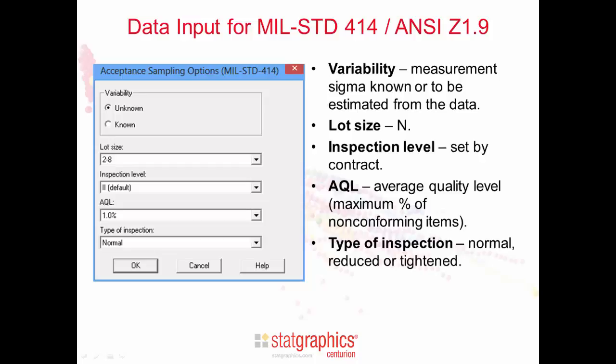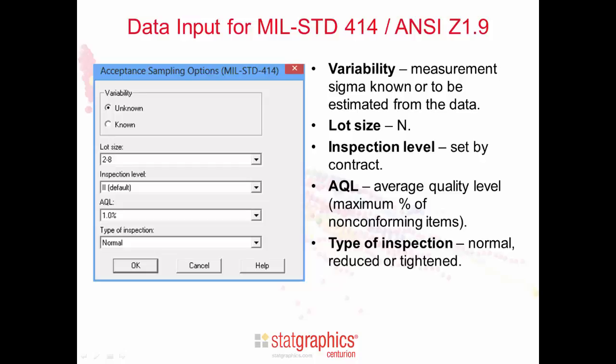Finally, a type of inspection must be selected, either normal, reduced, or tightened. Typically, inspection begins at a normal level, but there are switching rules where one must implement either reduced or tightened inspection depending upon the observed quality of the product.